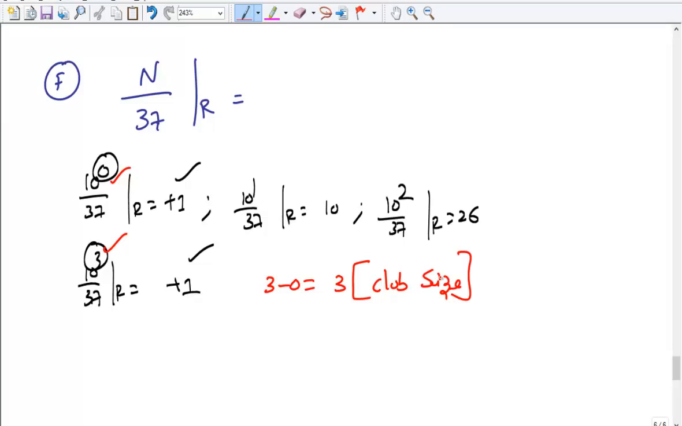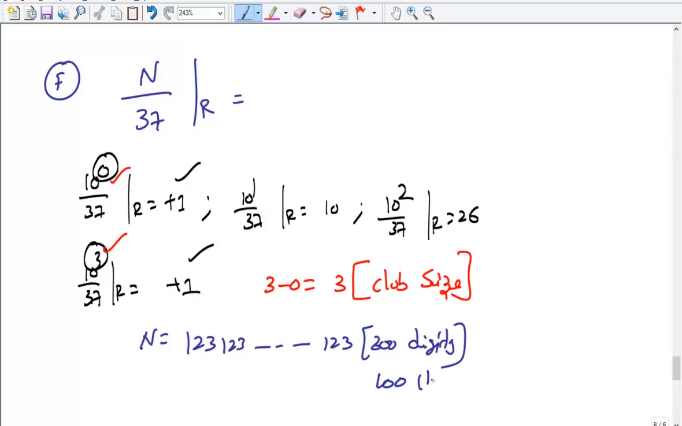Now once you have divided the number into clubs of 3, what you need to do is just check the sign attached to the remainders. Here the sign is plus for both of them. It means plus for every club. We have got N equal to 123, 123 and so on, like 123 repeated to 300 digits. This is clubs of 3, that is 100 clubs. Every club value is same.